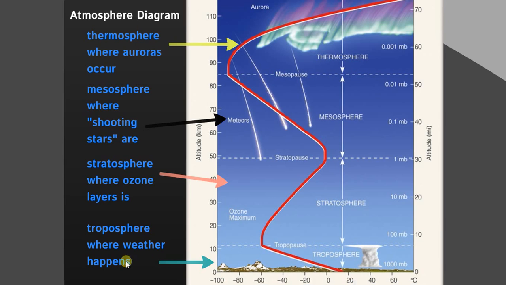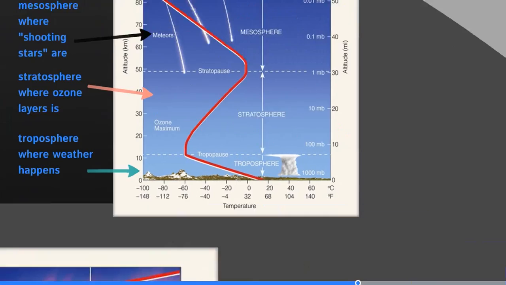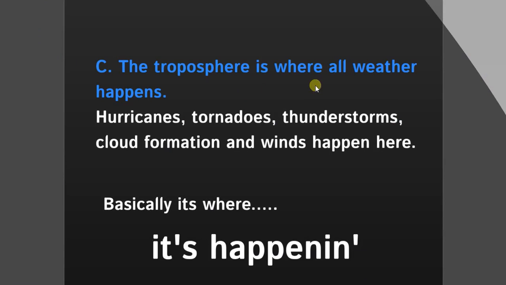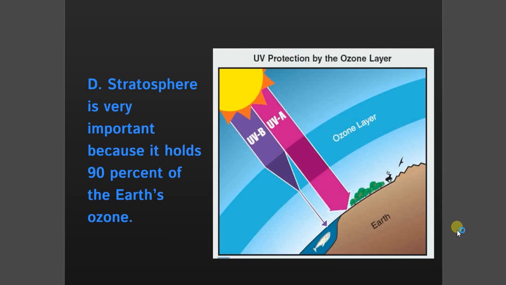So the troposphere is where all weather occurs. This includes hurricanes, tornadoes, thunderstorms, cloud formation, and winds. Basically, it's just where things are happening. Now, like we said before, the stratosphere is very important because it holds 90% of all the Earth's ozone.